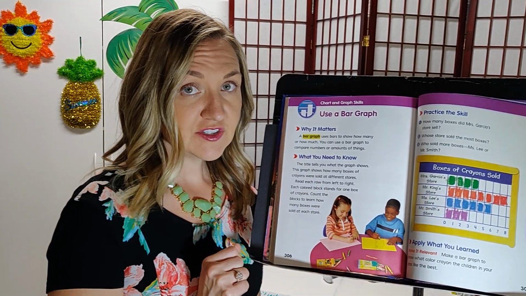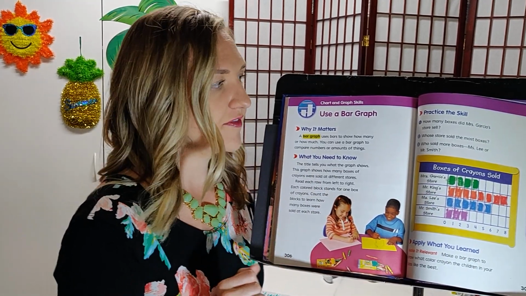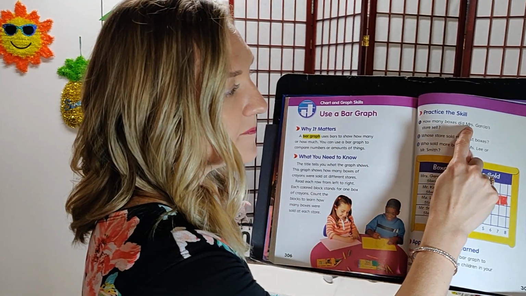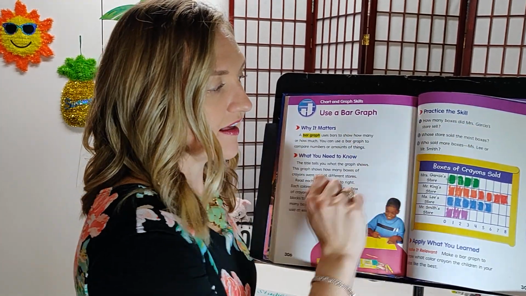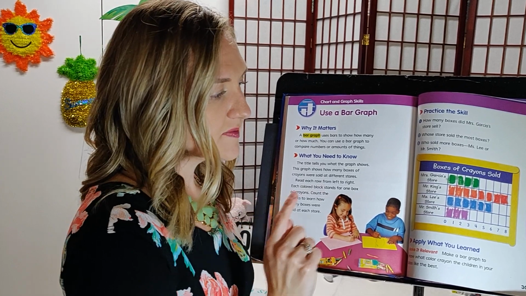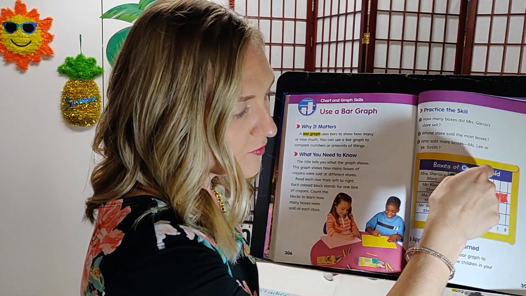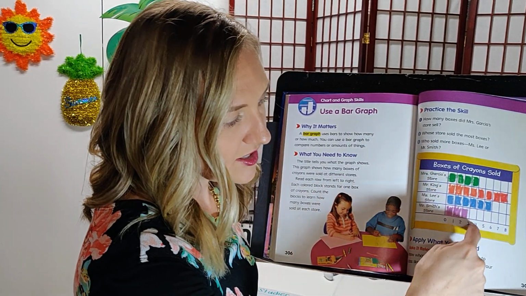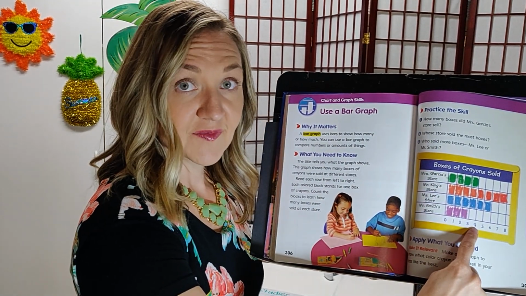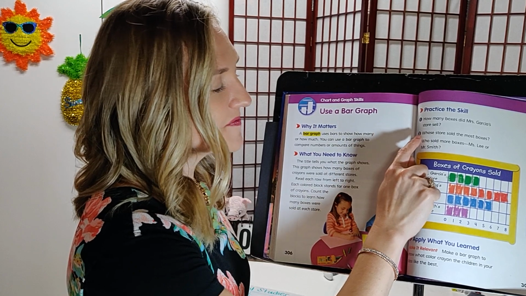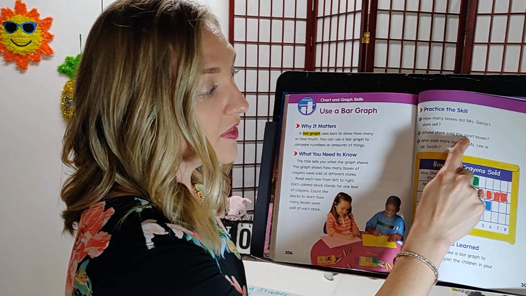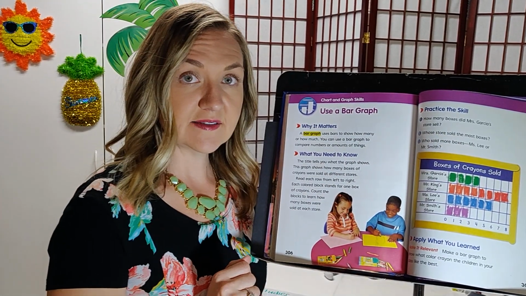Let's answer a few questions just to practice reading a bar graph. It says, how many boxes did Mrs. Garcia's store sell? Let's look at hers. Mrs. Garcia. Go to the end of her bar and then follow that straight line down. How many did her store sell? 4.